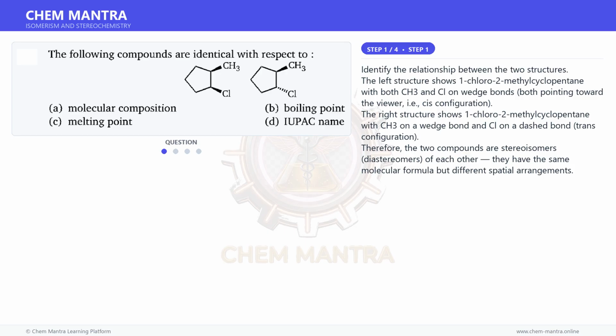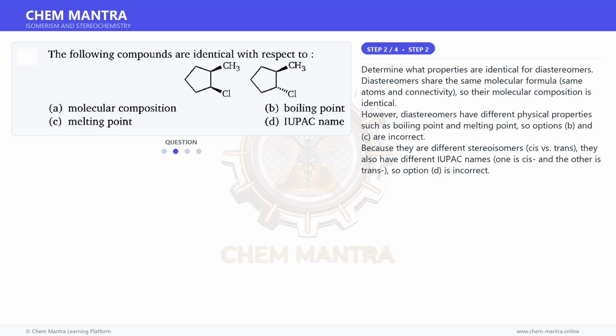The left structure shows 1-chloro-2-methylcyclopentane with both CH3 and Cl on wedge bonds, both pointing toward the viewer, i.e., CIS configuration. The right structure shows 1-chloro-2-methylcyclopentane with CH3 on a wedge bond and Cl on a dashed bond, trans configuration. Therefore, the two compounds are stereoisomers, diastereomers, of each other. They have the same molecular formula but different spatial arrangements.